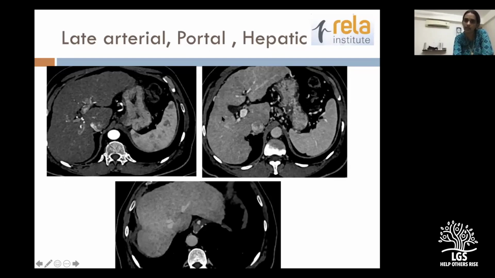Other features are the irregular margins of the liver and the heterogeneous parenchymal enhancement. Normally liver should show like the spleen here. It should show a smooth enhancing parenchyma, but with cirrhosis, especially as the cirrhosis continues to progress, it becomes very nodular and heterogeneous.